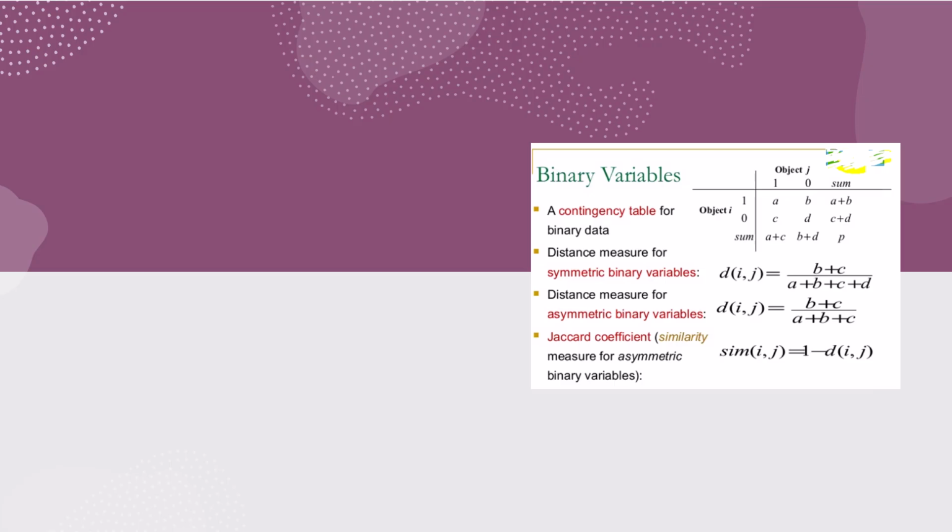In the contingency table shown on the screen, the contingency table for binary data has been shown. The distance measure for symmetric binary variables has been given: d(i, j) equals (b plus c) divided by (a plus b plus c plus d). The distance measure for asymmetric variables has also been given: d(i, j) equals (b plus c) divided by (a plus b plus c). The Jaccard coefficient is the similarity measure for asymmetric binary variables: similarity(i, j) equals 1 minus d(i, j).